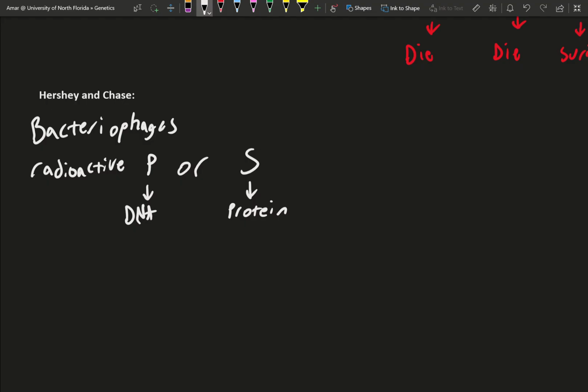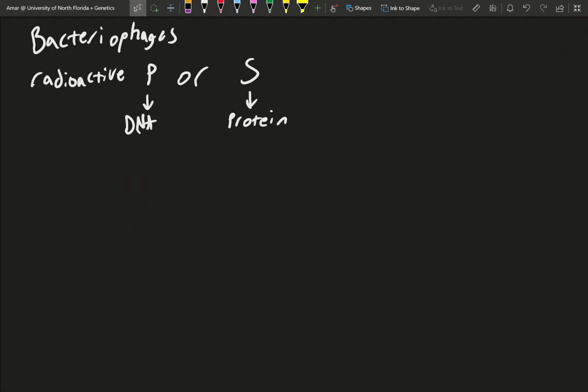And then they took those radioactive bacteriophages and then they've added them into a fresh batch of bacteria, right? So this is the bacteria with the bacteriophage right here. And let's say we're going to call the DNA, the radioactive phosphorus, purple. And then the sulfur, we're going to call that yellow. We're going to label it.